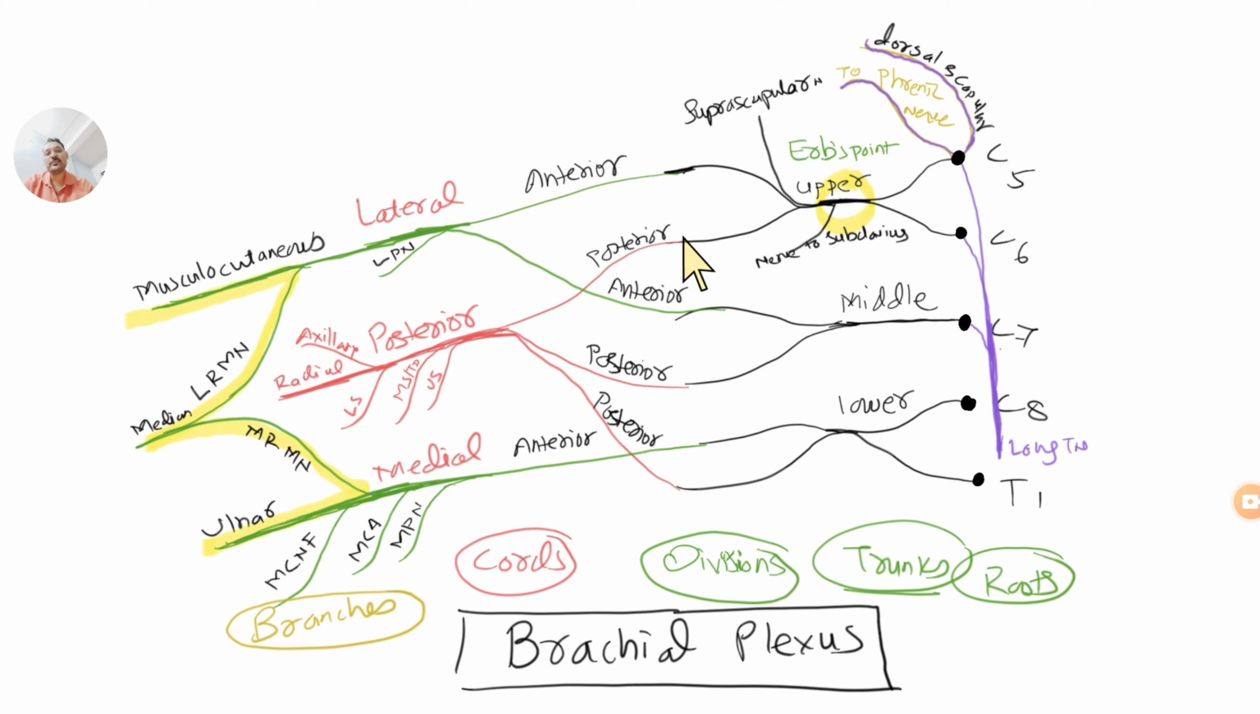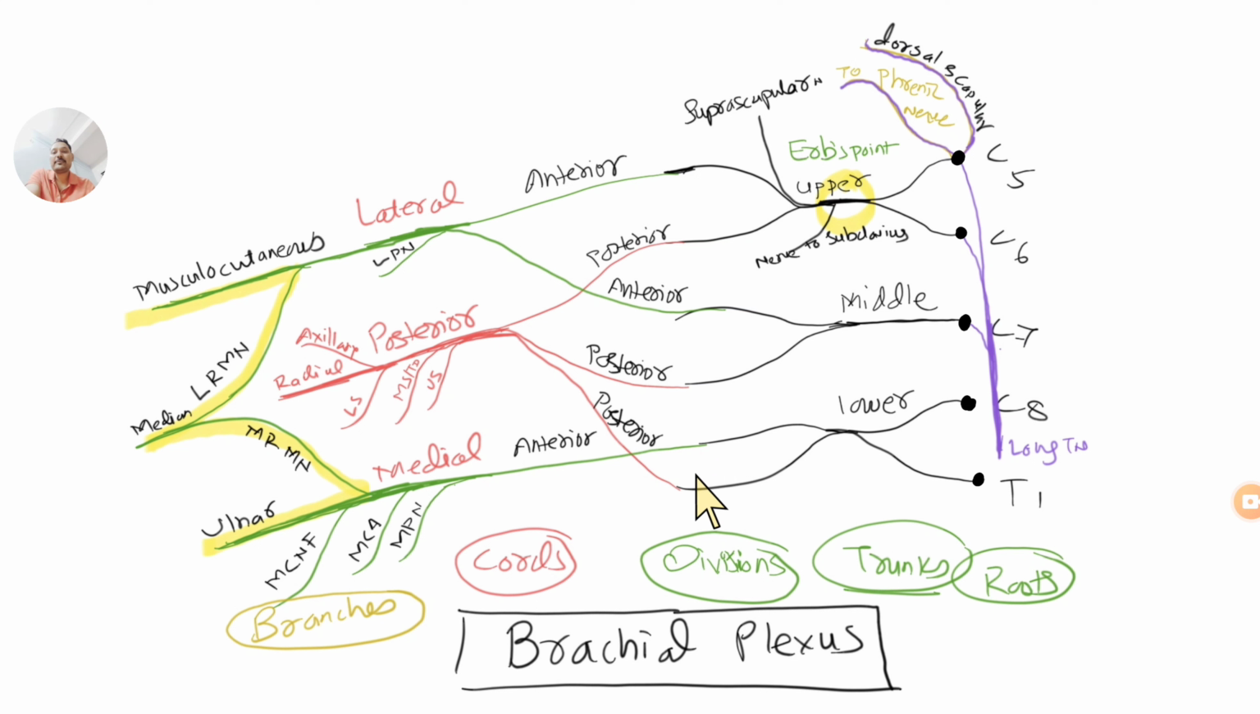And further again, they divide into two parts. Symmetry maintained, thankfully. And these two parts are nothing but the anterior and posterior divisions of the respective trunks. Okay, so this part is comparatively easy. We'll come to the other parts a little bit later, but first you understand this half part of your brachial plexus. It's quite easier to understand. C5, C6, that is the upper trunk, again dividing into anterior and posterior division. Middle, C7, continuing as the middle trunk, again dividing into anterior and posterior division. C8, T1, forming the lower trunk, and this will continue dividing into anterior and posterior division.